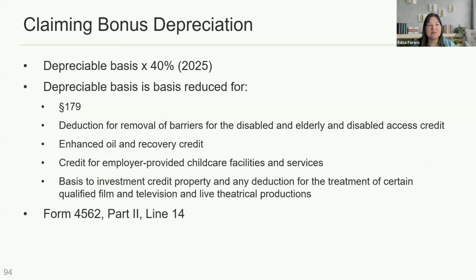All right, so claiming bonus depreciation. Basically taking the depreciable basis times 40% for 2025, and that basis is reduced for any Section 179 amount that you might take, a deduction for removal of barriers for the disabled and elderly, and disabled access credits. So if you're getting any excess credits for this item, then you cannot include that in your depreciable basis.